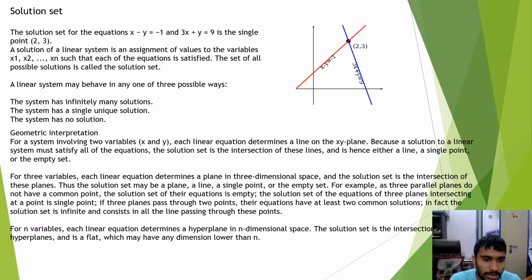For n variables, each linear equation determines a hyperplane in n dimensions. The solution set is the intersection of hyperplanes and is a flat, which may have a dimension lower than n.